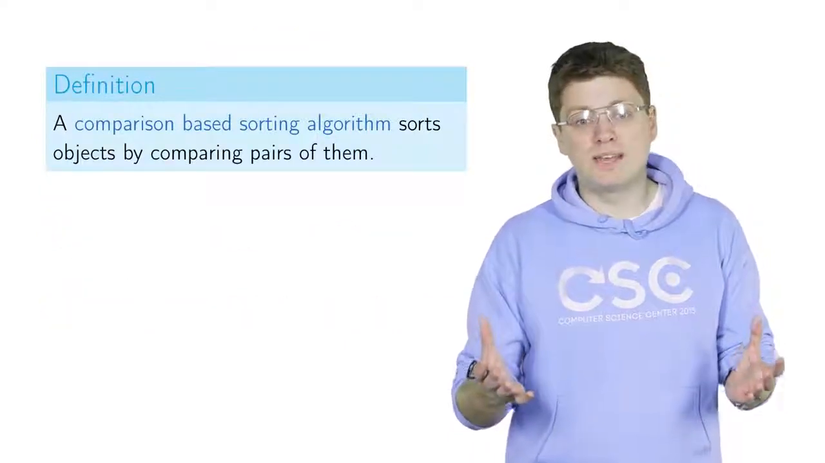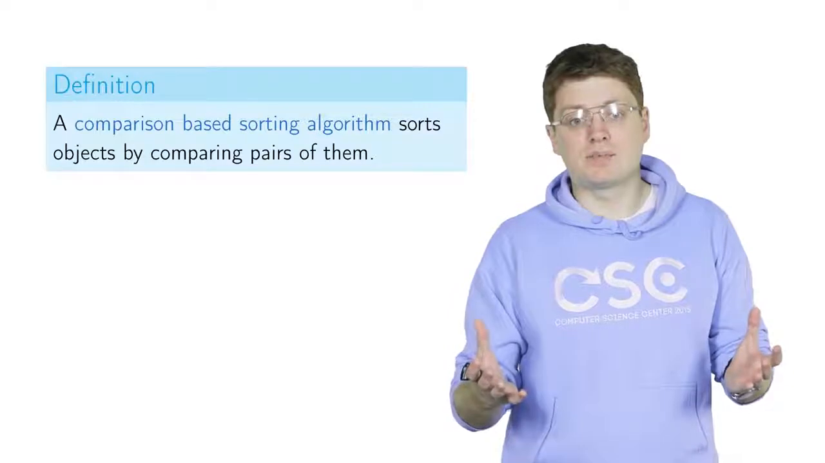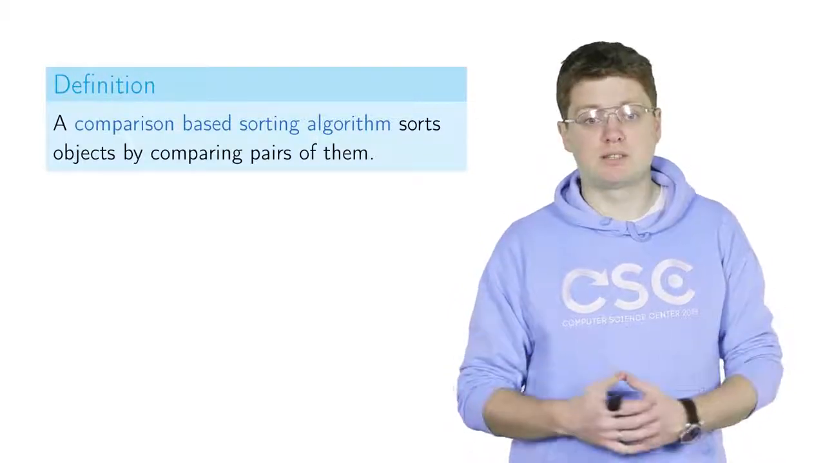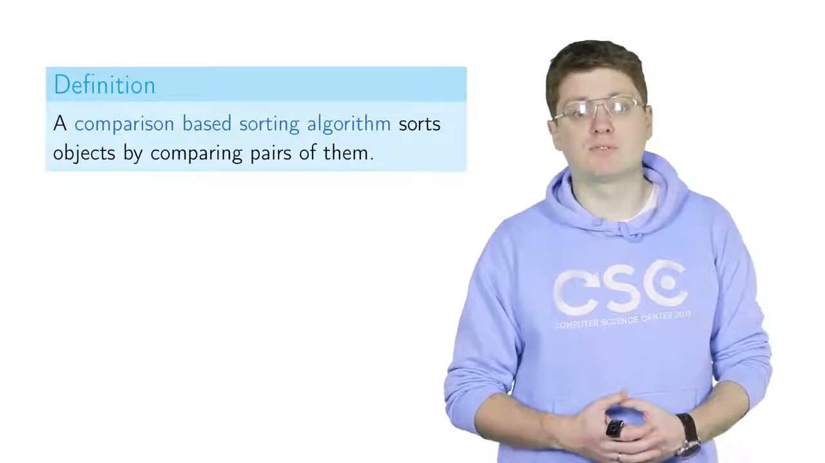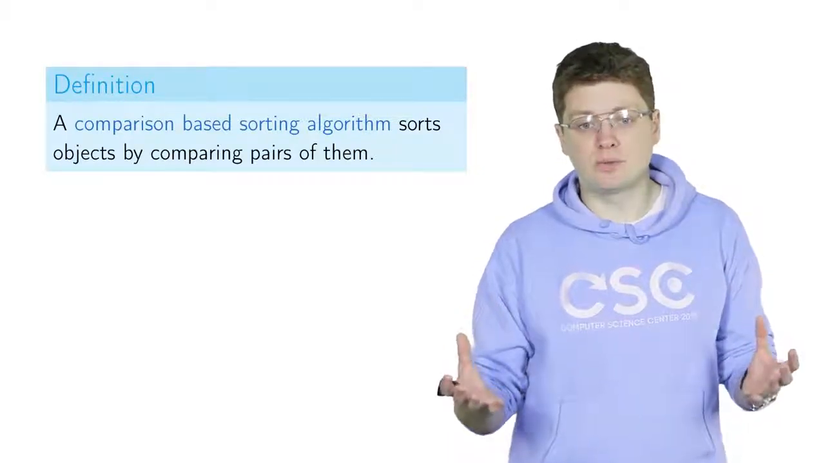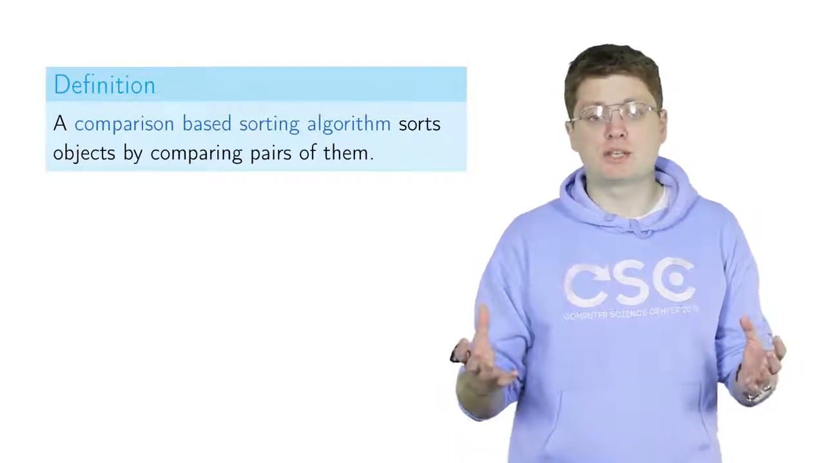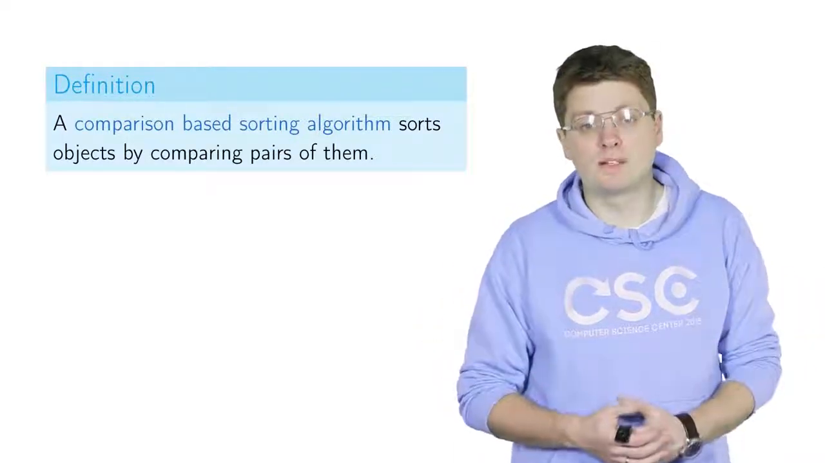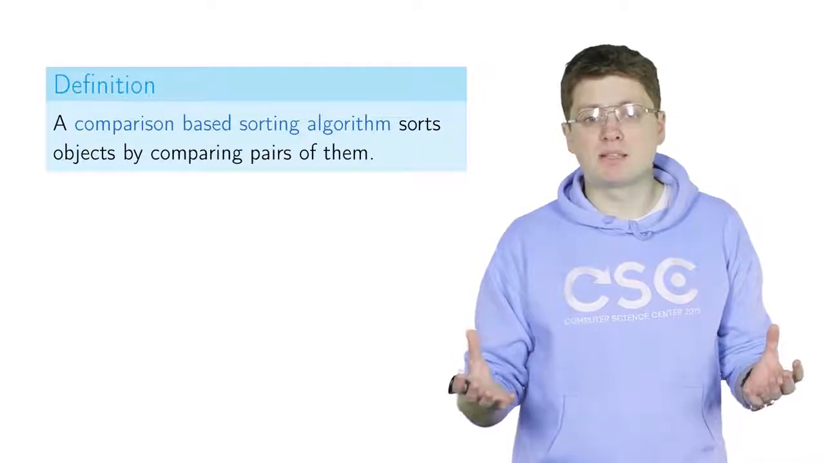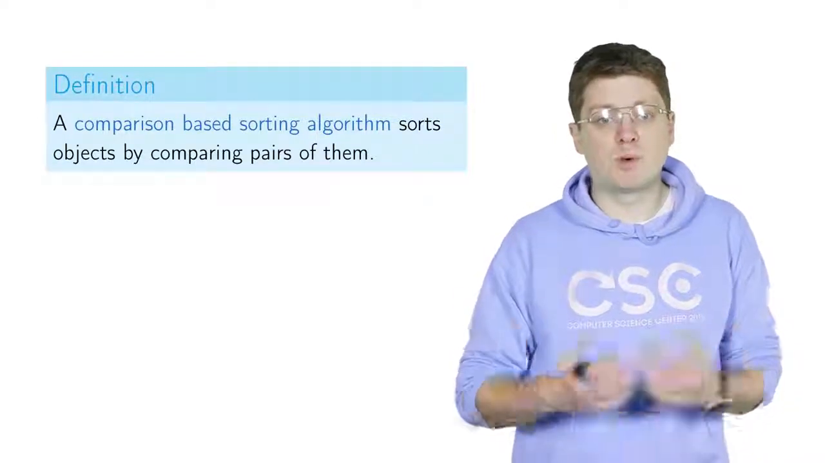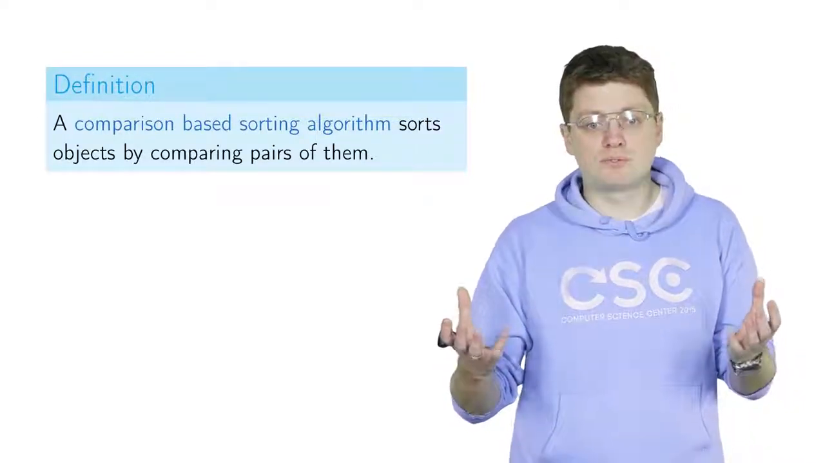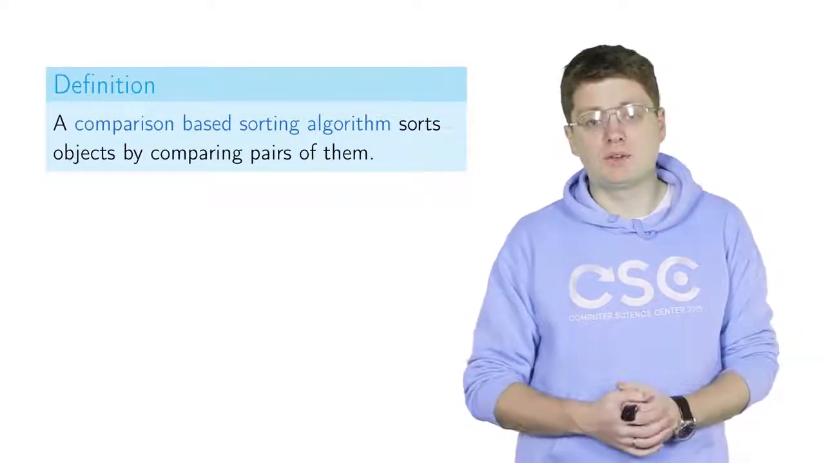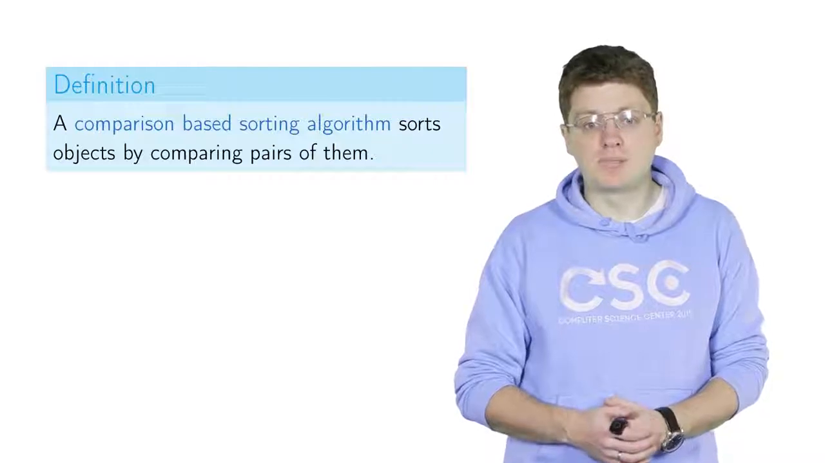Once again, we say that a sorting algorithm is comparison-based if it sorts the given objects just by comparing pairs of them. We can imagine the following situation. We have n objects that look the same, for example n balls, but have different weights. And we also have a pan balance. And this pan balance is our only way to compare pairs of these balls. And our goal is to rearrange these balls in order of increasing weights.